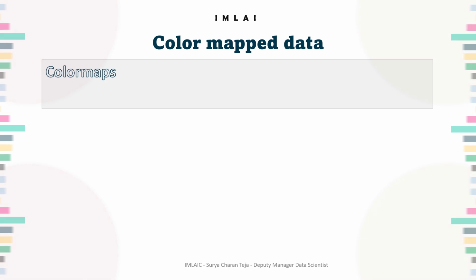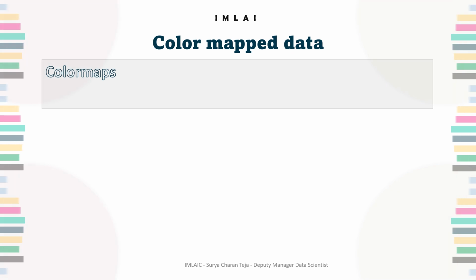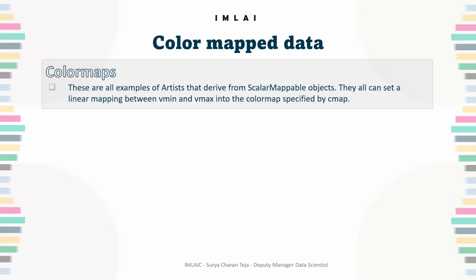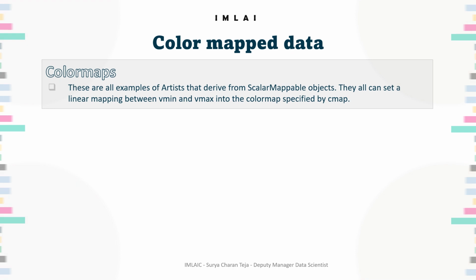The basic thing is that these are all examples of artists that derive from scalar mappable objects. They can all set a linear mapping between vmin and vmax into the color map specified by cmap. Matplotlib has many color maps to choose from, or you can create your own color map from Matplotlib.